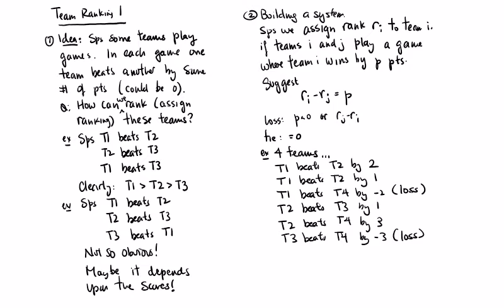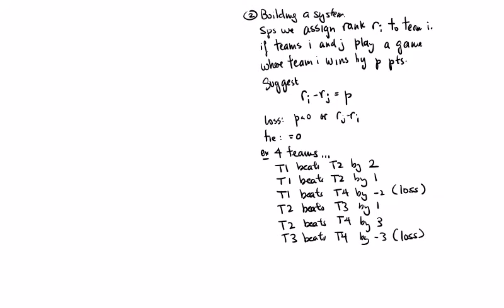So if we write this as a system of equations, this is what we get. So we get R1 minus R2 is 2. We get R1 minus R2 is 1. We get R1 minus R4 is -2. We get R2 minus R3 is 1. R2 minus R4 is 3. And R3 minus R4 is -3.